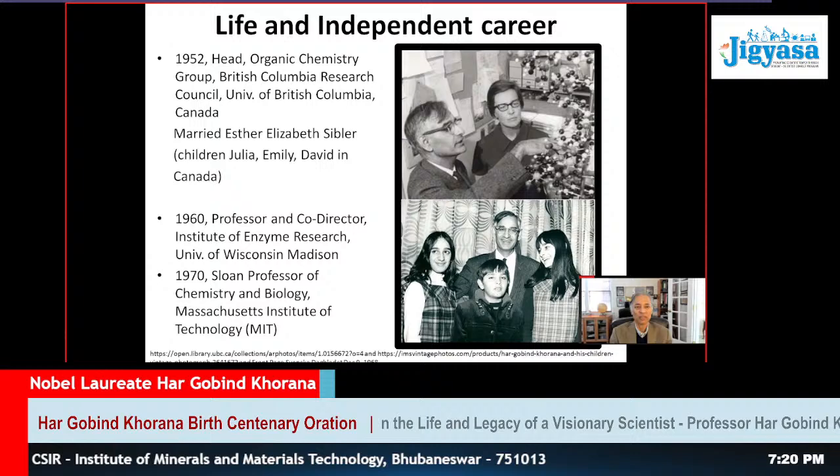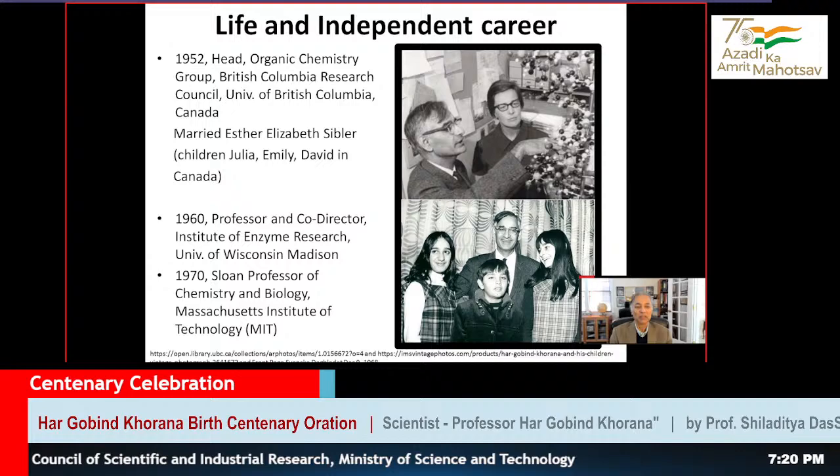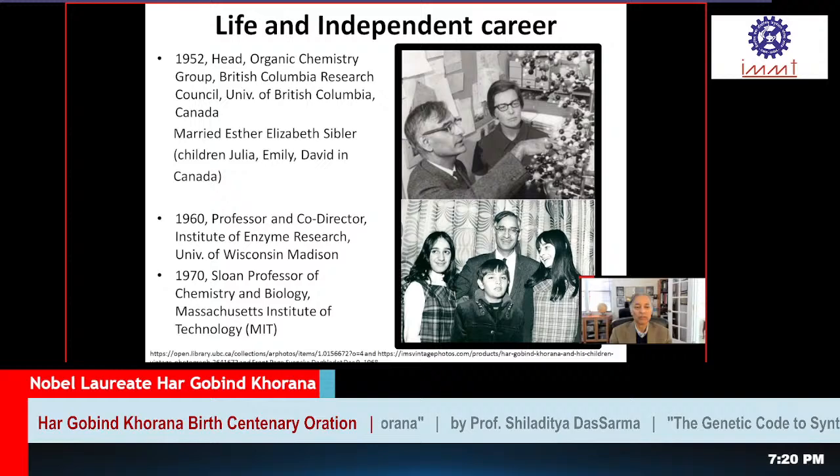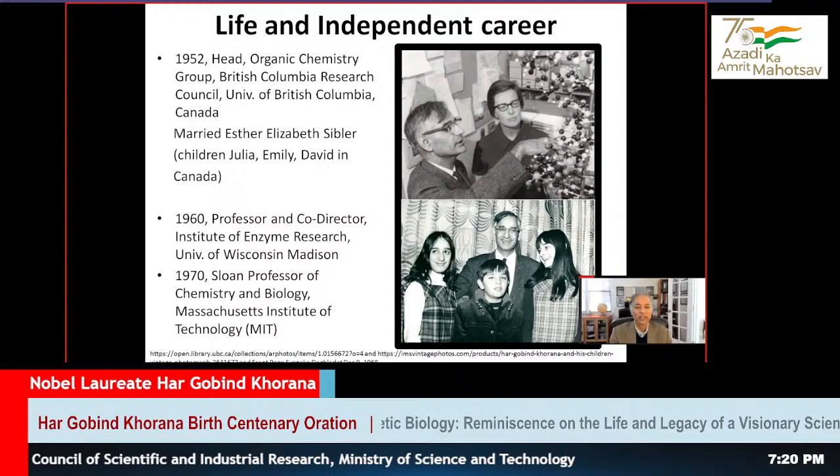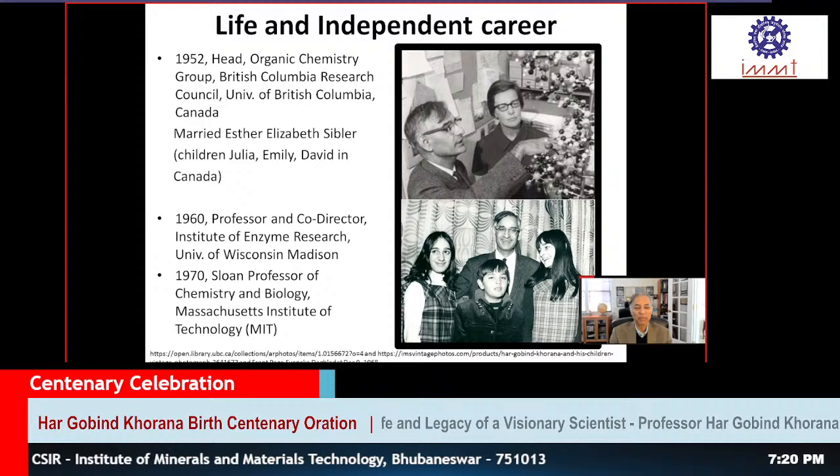After 8 years, Dr. Khorana moved as professor and co-director to the Institute of Enzyme Research at the University of Wisconsin-Madison in the United States. And then 10 years later, in 1970, he again moved to take a position as professor of chemistry and biology at the Massachusetts Institute of Technology, MIT.